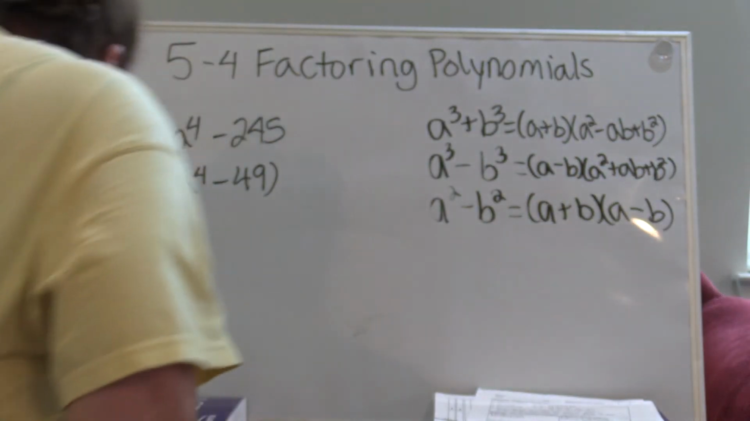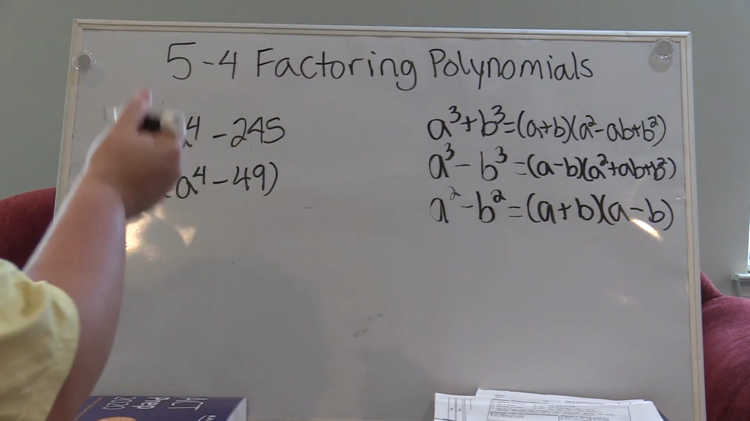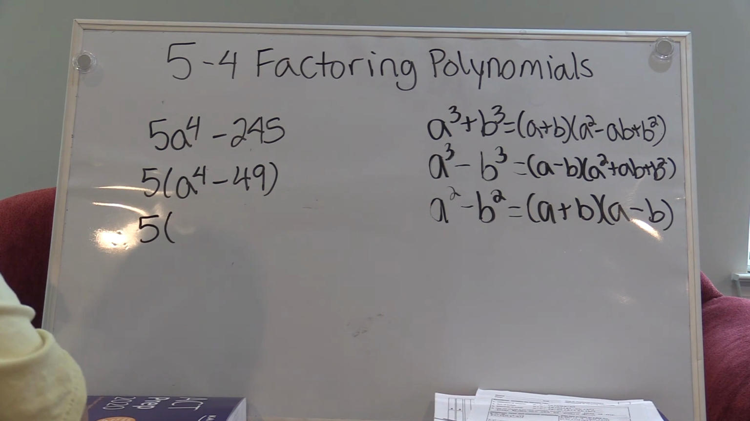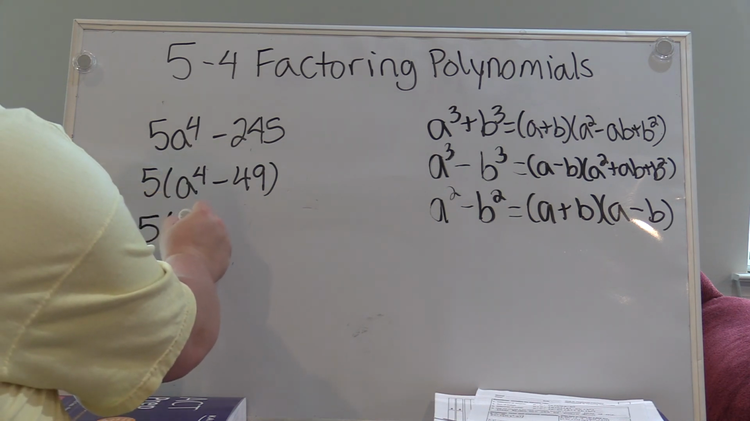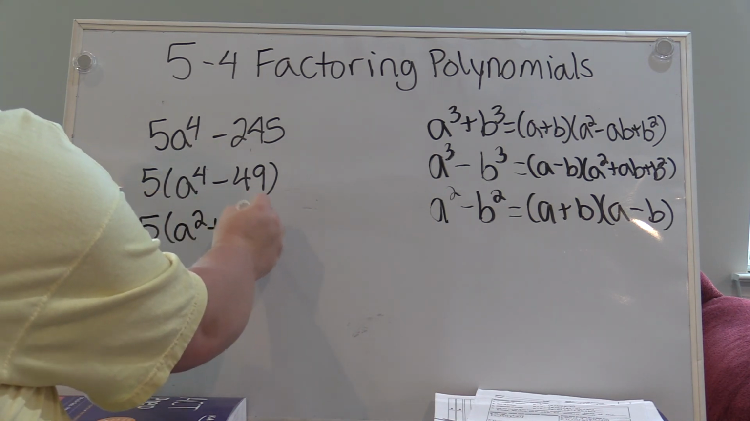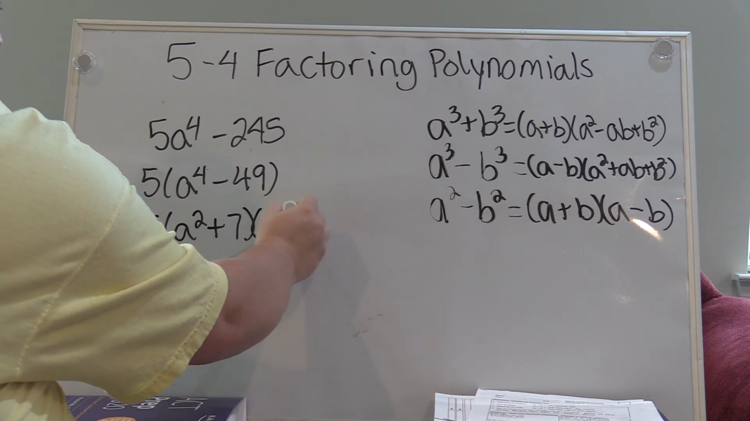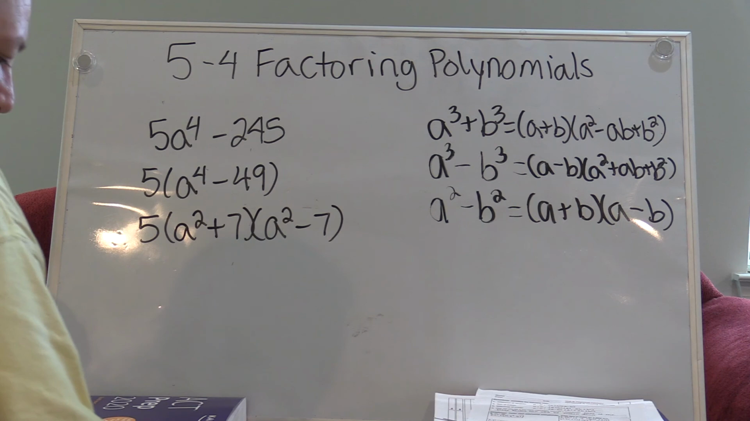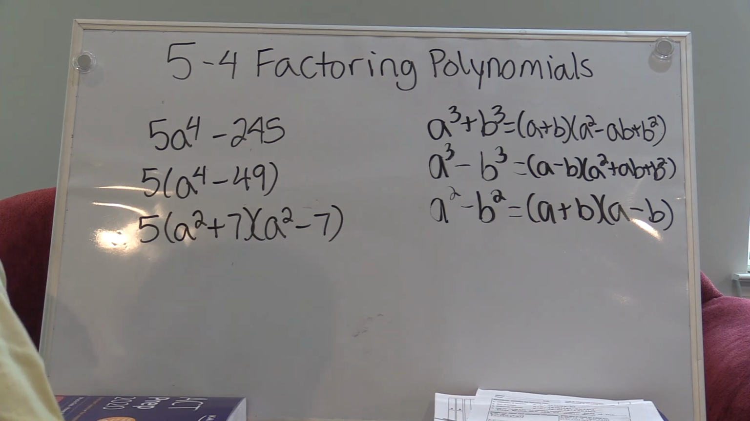if I take the square root of 49, I get a squared plus 7 times a squared minus 7. Can either one of those be factored further? Nope. So we're done.